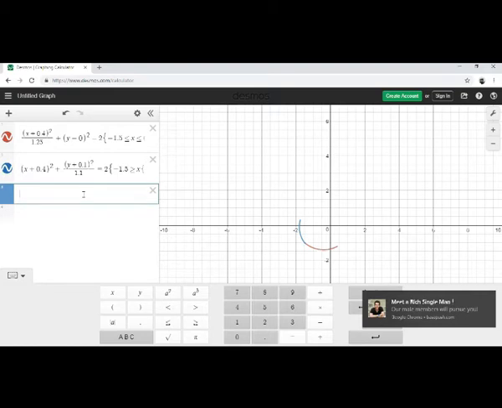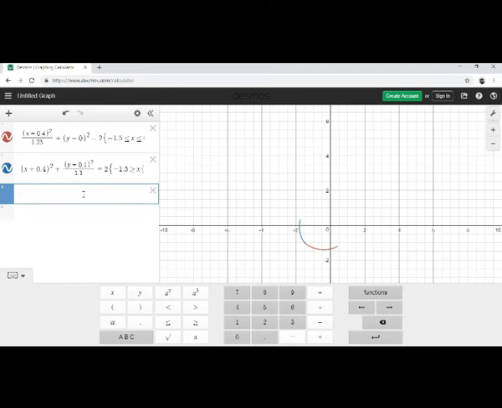Next, (x − 0.2)² / 1.75 + (y + 0.24)² = 1, with 0.38 ≤ x, and y ≤ 0.